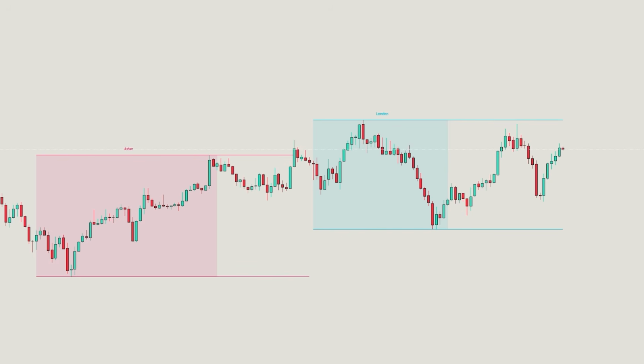Now let's break down the Venom model in practice, step by step, so that you understand not just the theory, but know exactly what to look at on the chart and in what sequence.